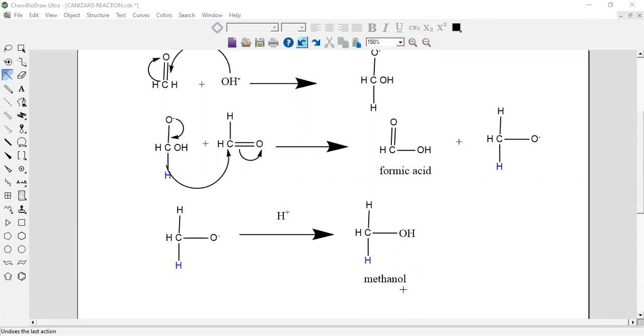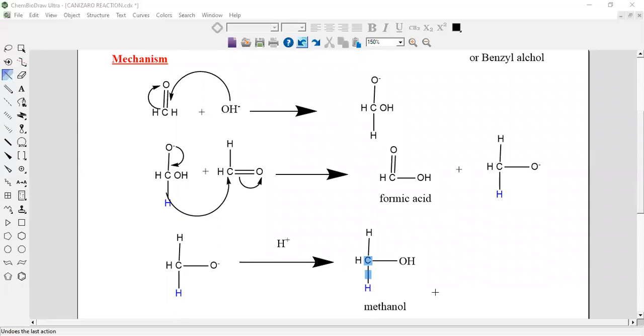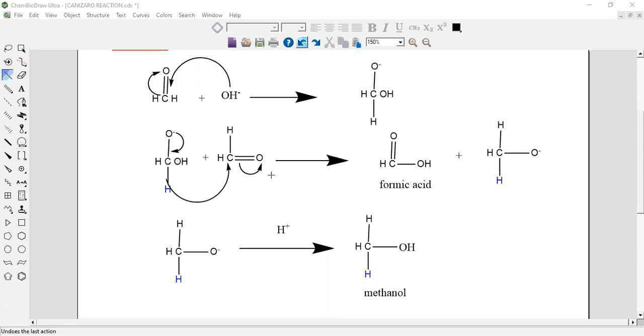What did you understand here? The attack of OH minus on the carbonyl carbon, followed by formation of a negatively charged oxygen in the intermediate. This reacts with the second molecule by transferring the proton from the first molecule to the second molecule, forming a formic acid and an alkoxide ion. This alkoxide ion is called the methoxide ion, and under acidification, this will give the methanol. Finally we got formic acid and methanol. This is the mechanism. Now you write this mechanism.